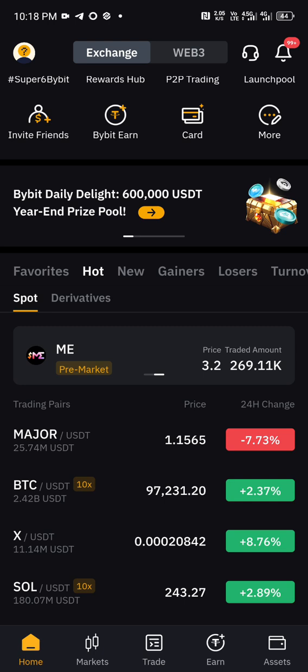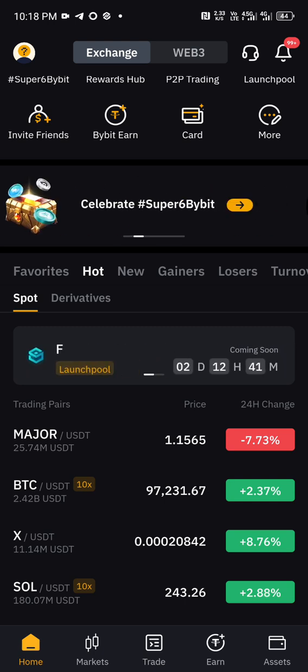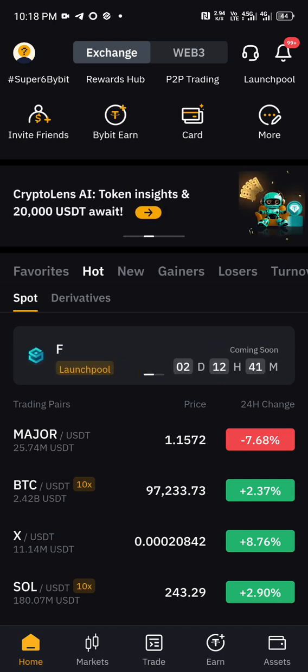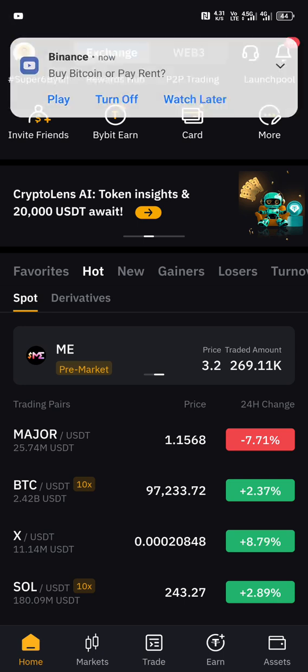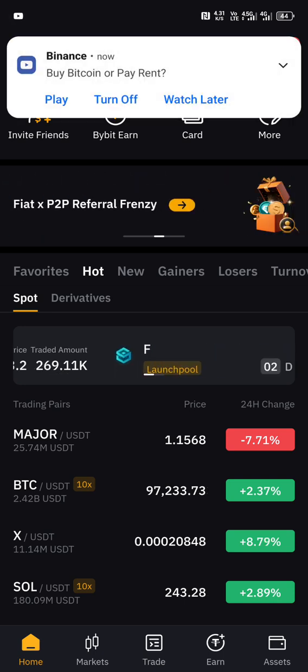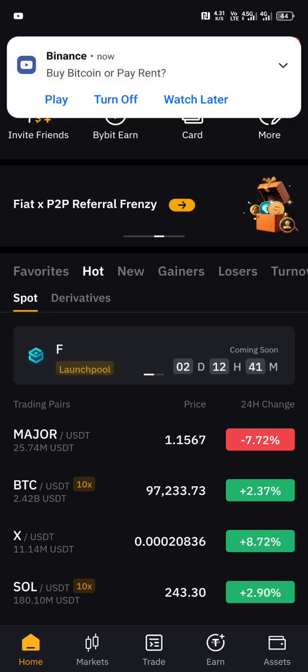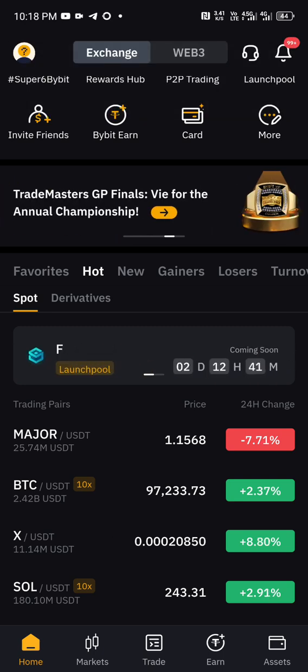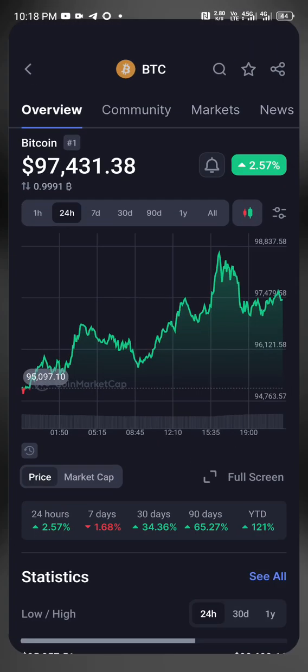Alright, so let's quickly go into it. We're going to go straight to CoinMarketCap to see how those coins are doing, which is the BTC, the Ethereum, and also the Doge possibly.